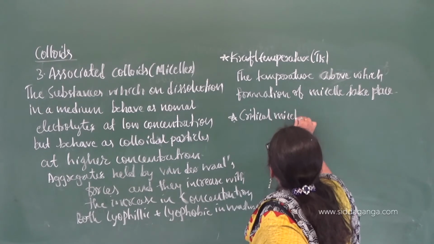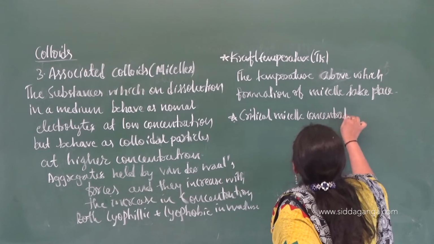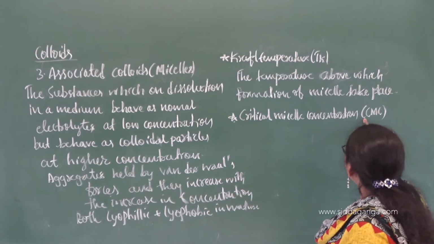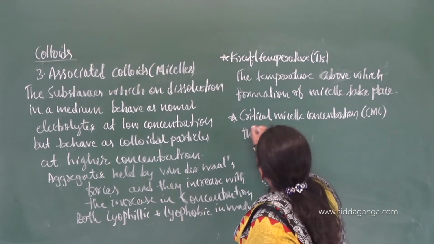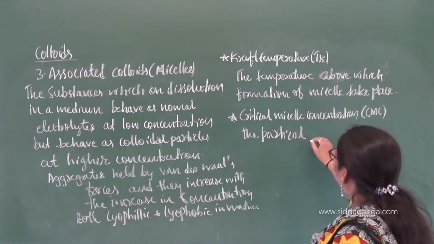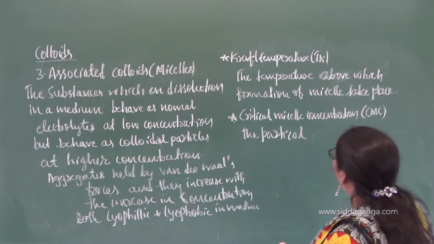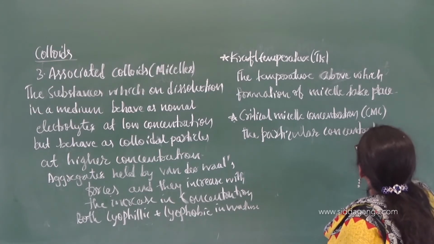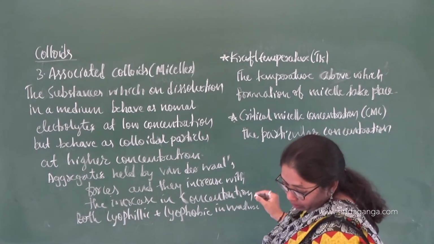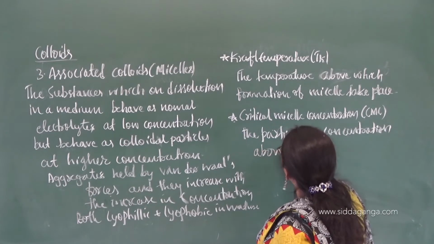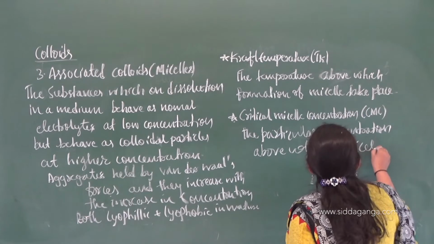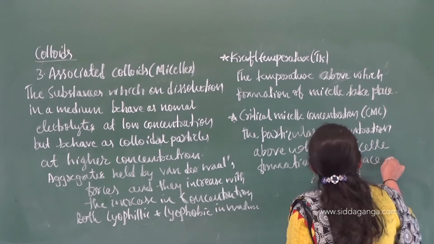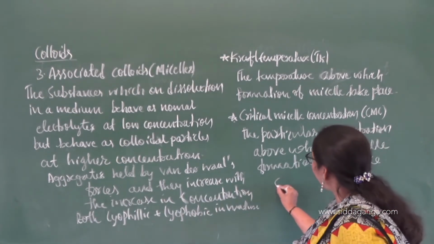that is nothing but critical micelle concentration. This critical micellization concentration or micelle concentration, in short, that is represented as CMC. What does CMC stand for? Critical micelle concentration. Okay, so the particular concentration above which micelle formation takes place is called as what? Critical micellization concentration.